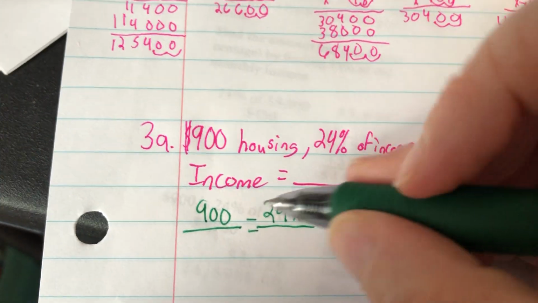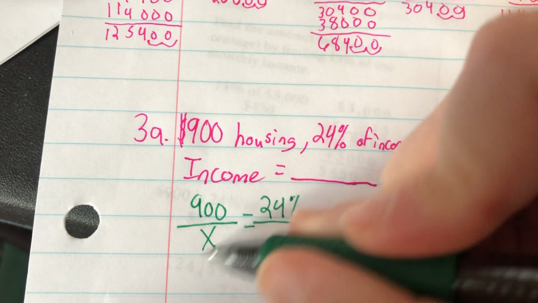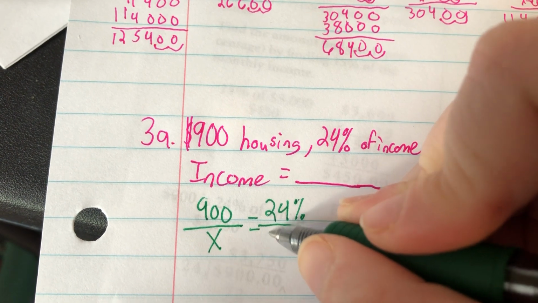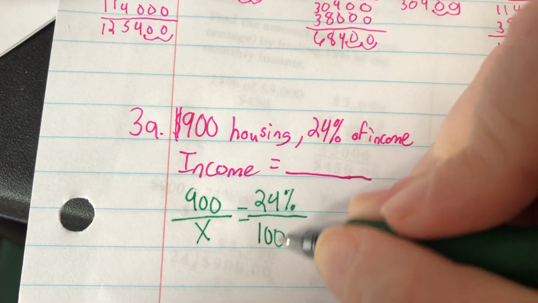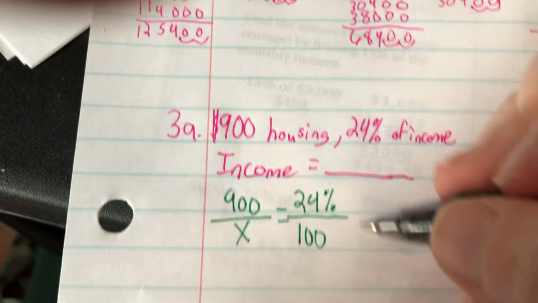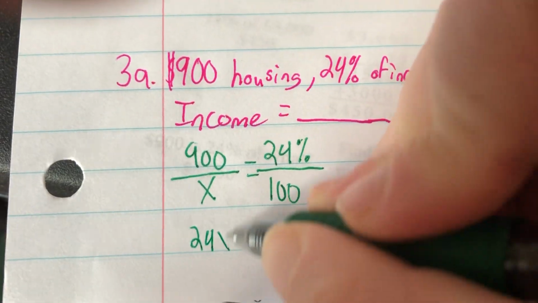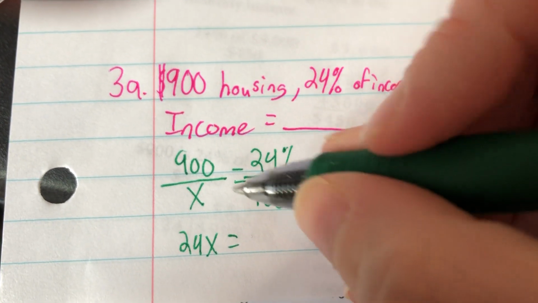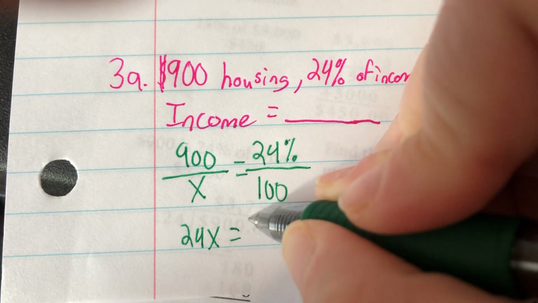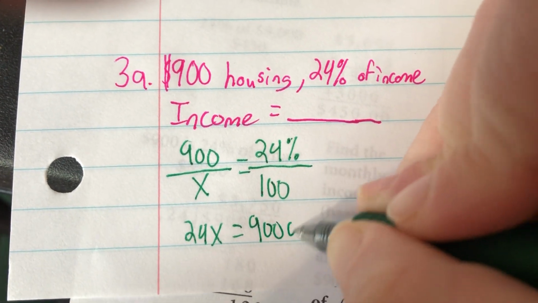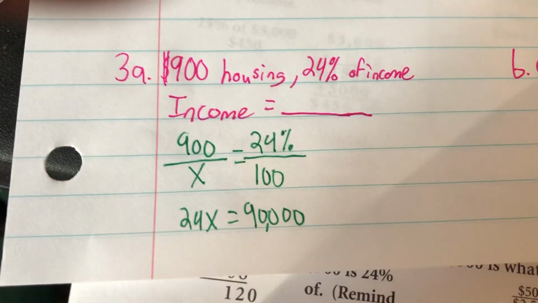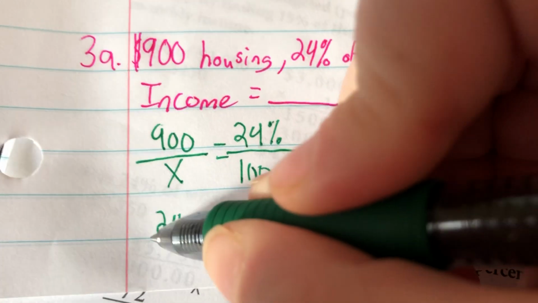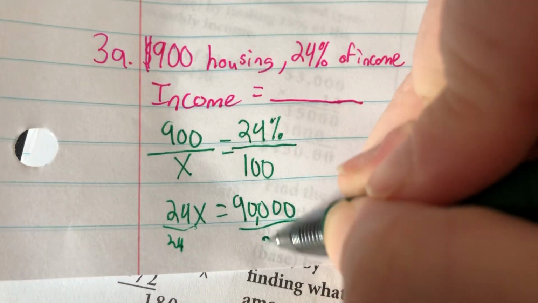Okay, so I know they spend $900, and that is 24% of their monthly budget. So to make a proportion, 900 over X, because we don't know what their total income is, equals 24 over 100, because out of 100 possible percent, it is 24%. So then, it'd be 24X, because we're cross multiplying, equals 900 times 100, so 900 and 2 more zeros, so it'd be 90,000. So then we would divide both sides by 24 to get rid of that 24.